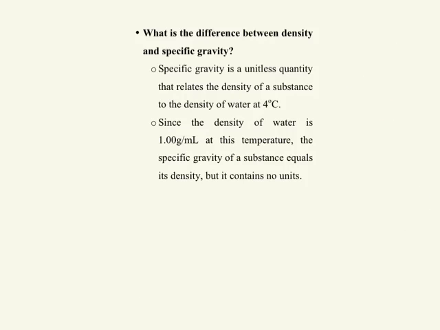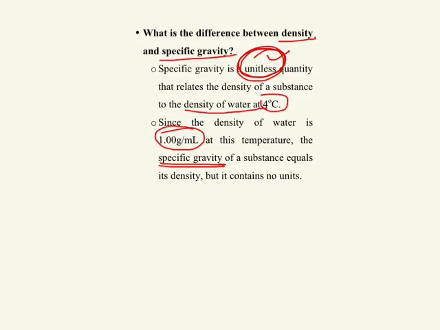The next thing that you need to know is the difference between density and specific gravity. Specific gravity is a unitless quantity, this is very important, that compares the density of a substance with the density of water. Since it's a ratio of two densities, it's unitless. And since the density of water is 1 gram per ml at 4 degrees Celsius, the specific gravity of a substance will be equal to its density, but it contains no unit.